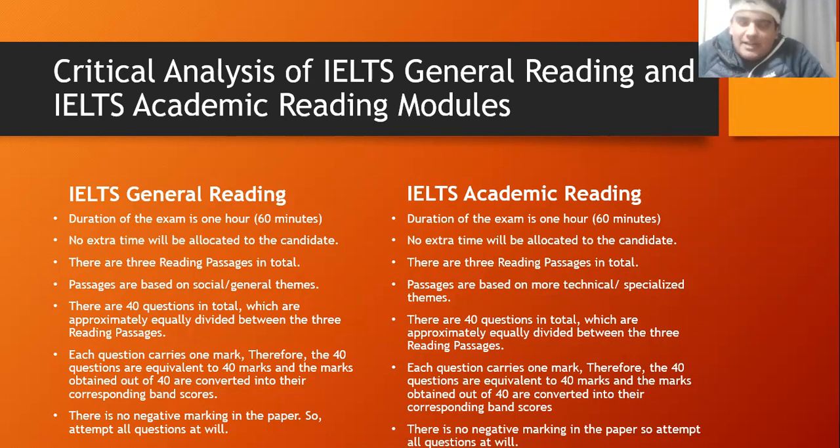Now, to the second last component of our slides, each question carries 1 mark. Therefore, the 40 questions are equivalent to 40 marks, and the marks that you obtain out of 40, they're converted into band scores. All right, so each question carries 1 mark. Therefore, 40 questions are equivalent to a maximum of 40 marks. The marks that you get out of 40, they're automatically converted, scaled, transmuted, transformed, whatever word you want to use, right? They're basically converted into band scores, with the highest band score being 9 and the lowest band score being 0, which hopefully no one gets, right?